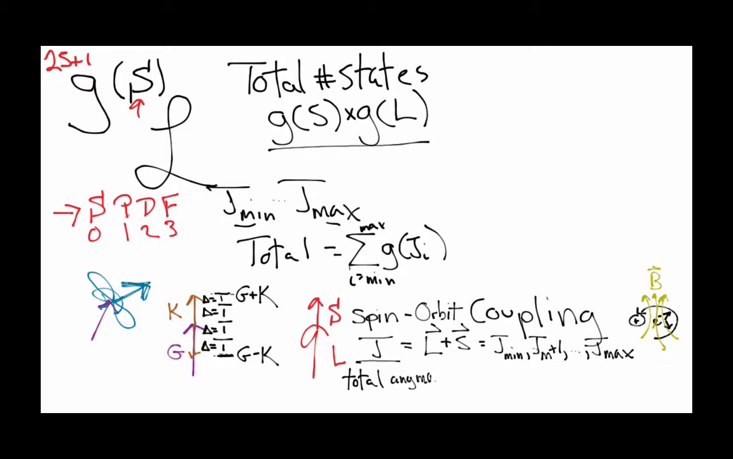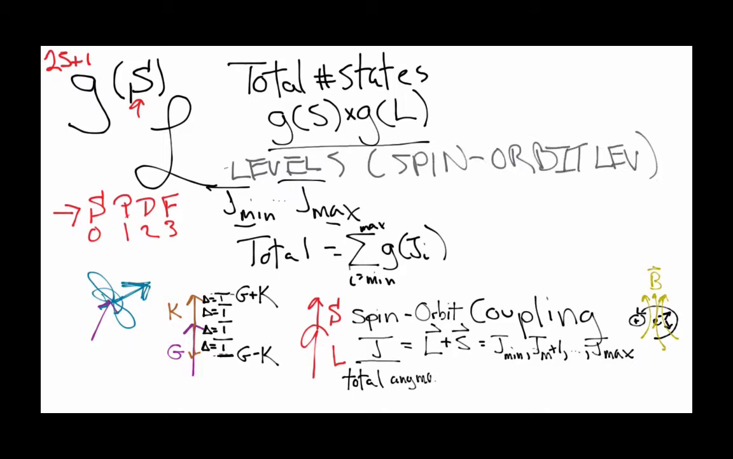When we're dealing with the J values, we figure out the degeneracy g of J for each of the J values, and we add them all up. And the trick is those have to be equal to each other. So these J values are the levels. They're called the spin orbit levels of the system, and they define the energy levels of an individual atom.